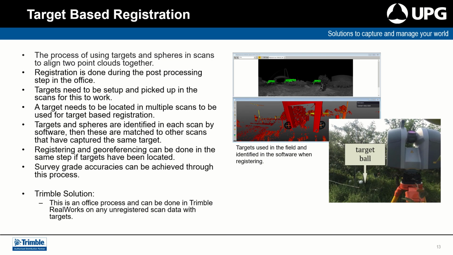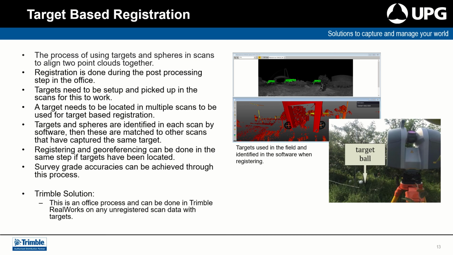Target-based registration is a process of using targets and spheres within the scans to align clouds together. This registration is done during post-processing and is done in the office generally. Targets need to be set up and picked up in the scans when it's done out in the field for this to work. The targets will also need to be located in multiple scans for them to match up and join to one another. You don't have to collect all the targets in a single scan, but it's generally recommended to collect at least 3 targets in each of the scans and have overlap between them.